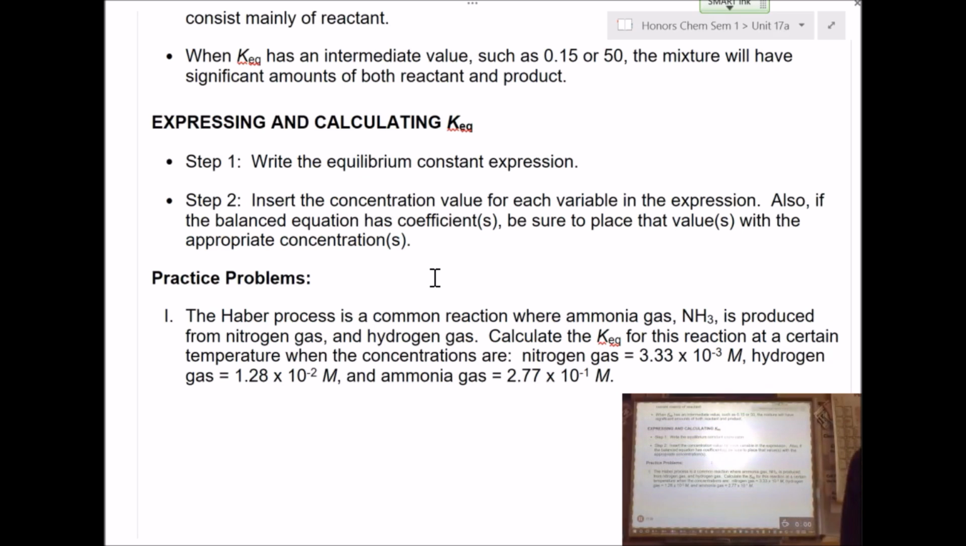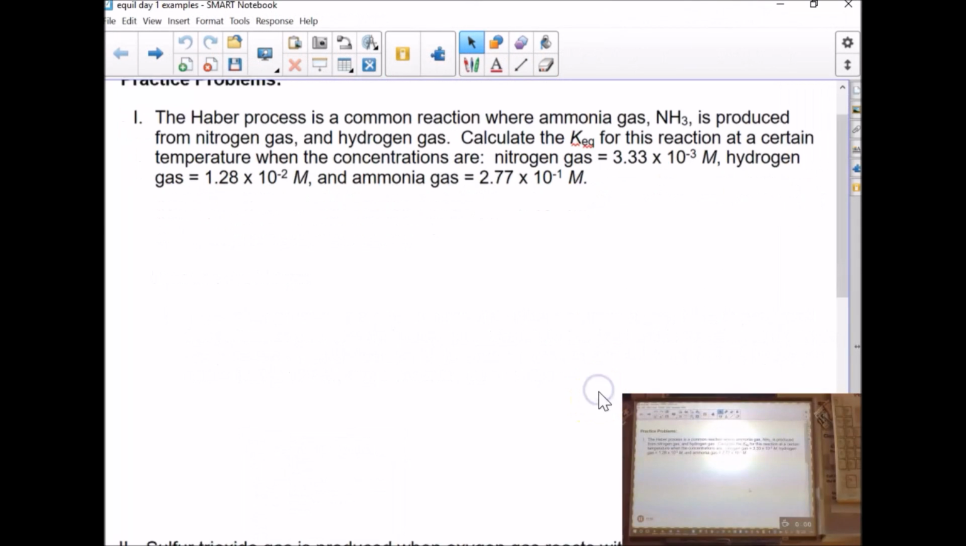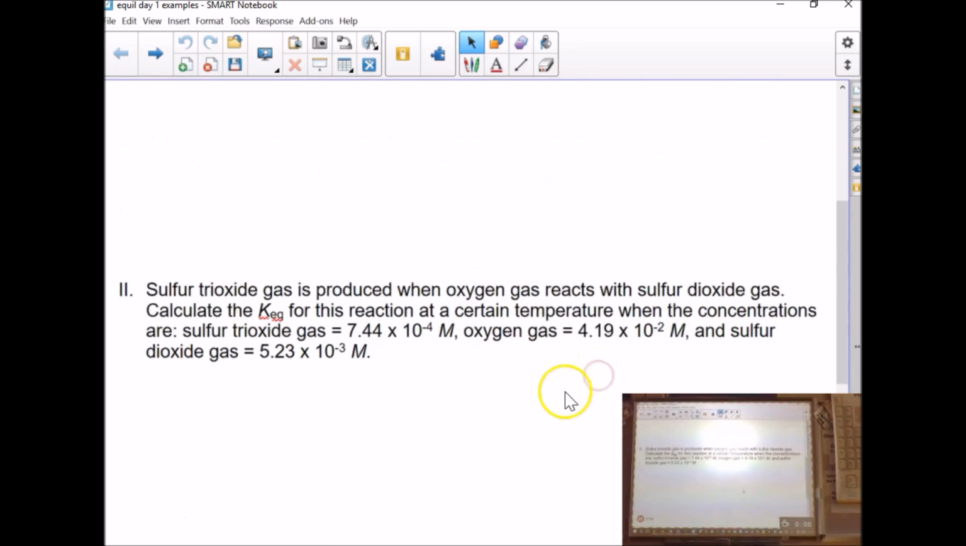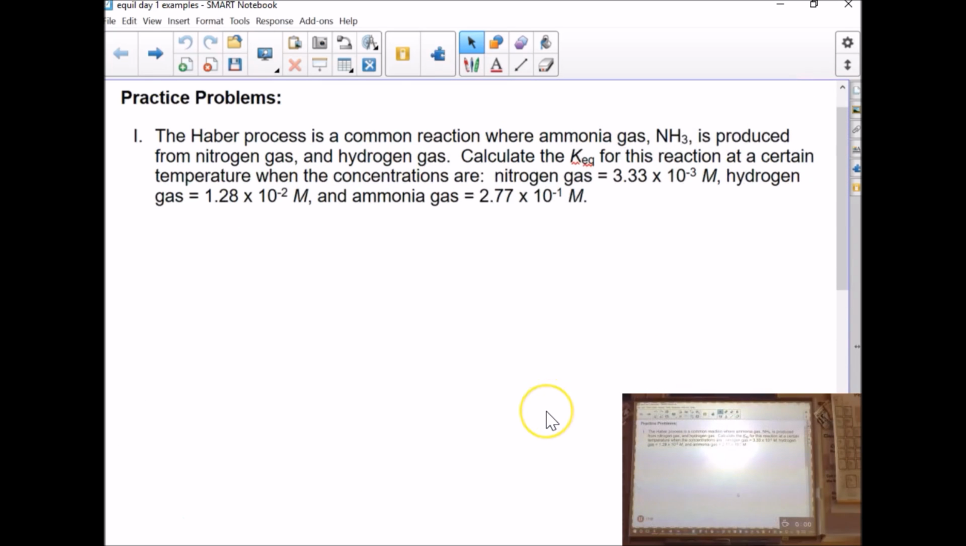So let's look at the first one. Isn't that exciting? All right, here we go. Hopefully I got... Oh, good. All three of them are there. All right. So looking at the first question. Okay. Says the Haber process is a common reaction where ammonia gas, NH3, is produced from nitrogen gas and hydrogen gas. Calculate the K for this reaction at a certain temperature where the concentrations are given.